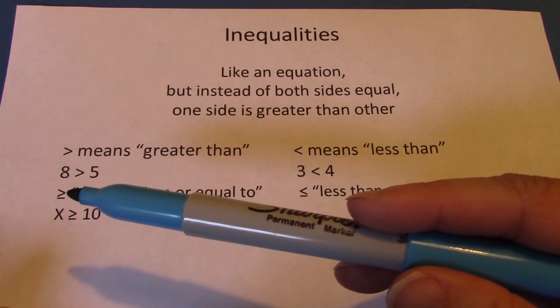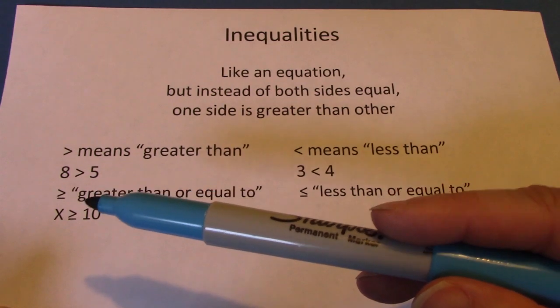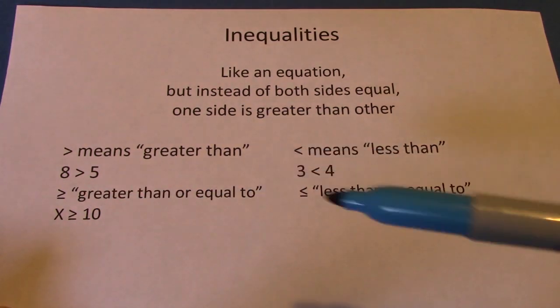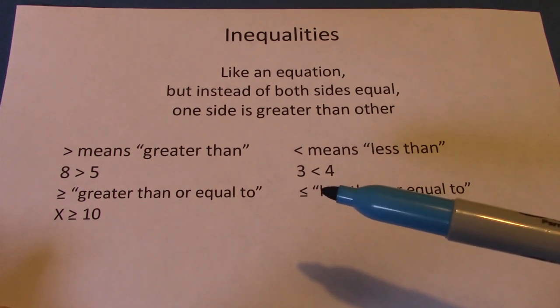So we can say that 8 is greater than 5. We know that's true. 8 has a bigger value than 5. 8 is more than 5. Or we can say that 3 is less than 4. We know that's true also.